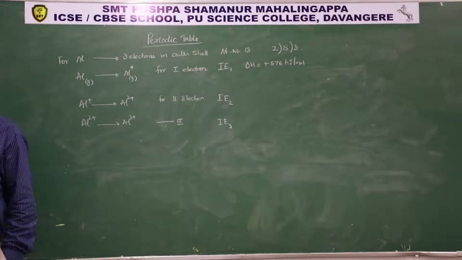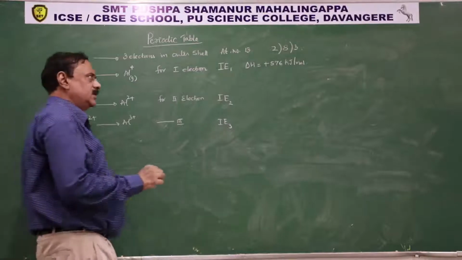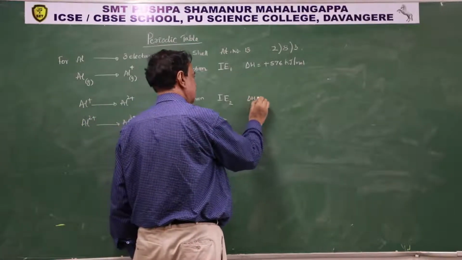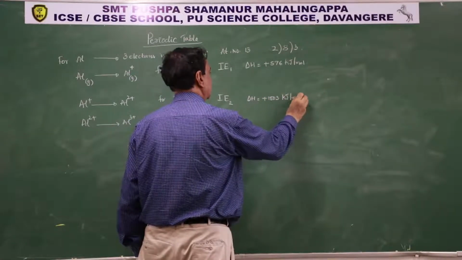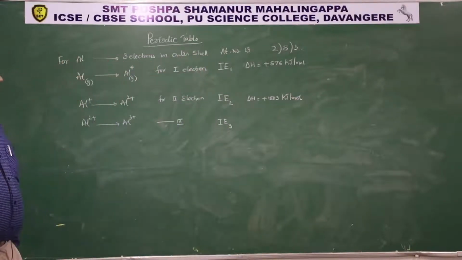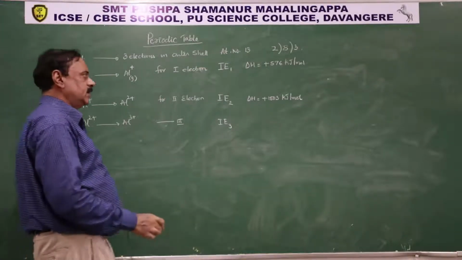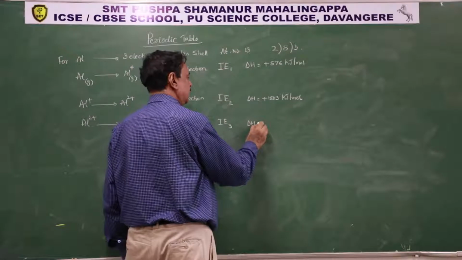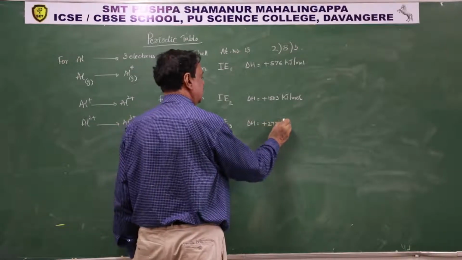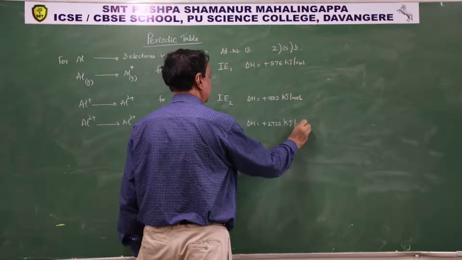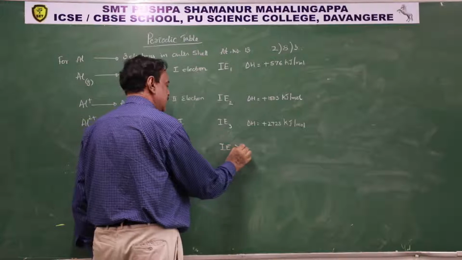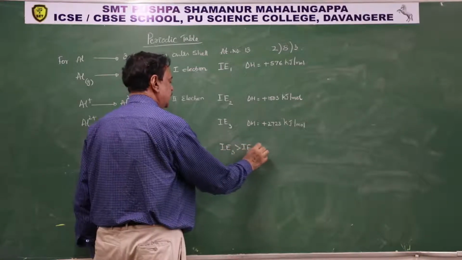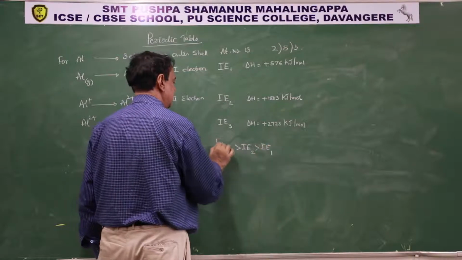For the removal of the second electron, it should be 1803 kilojoules per mole. Delta H is equal to plus 1803 kilojoules per mole. For the removal of the third electron, it is found that delta H is equal to plus 2723 kilojoules per mole. This implies that third ionization energy is greater than second ionization energy, which is greater than first ionization energy.